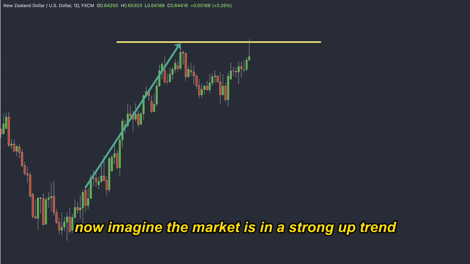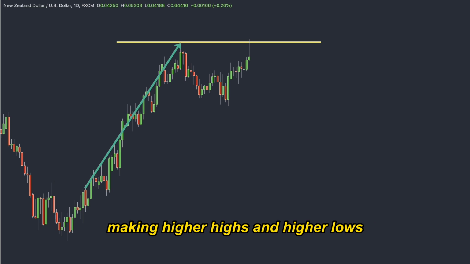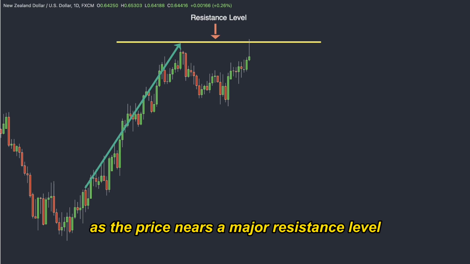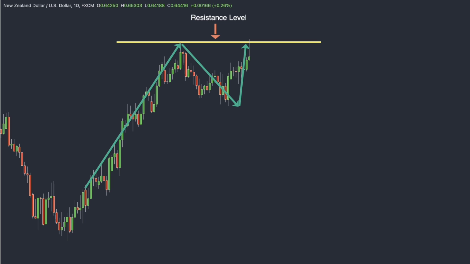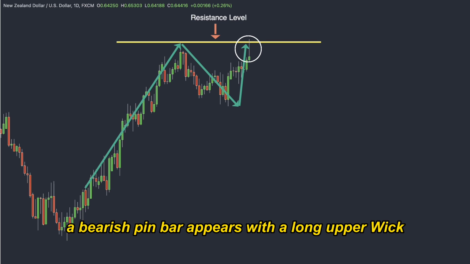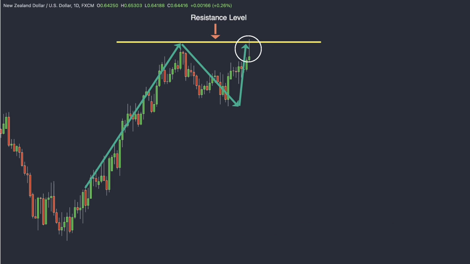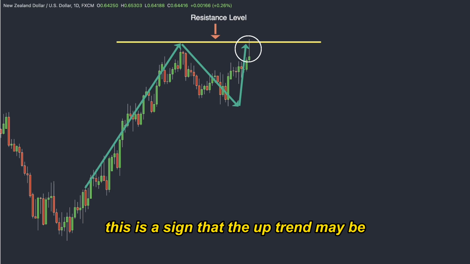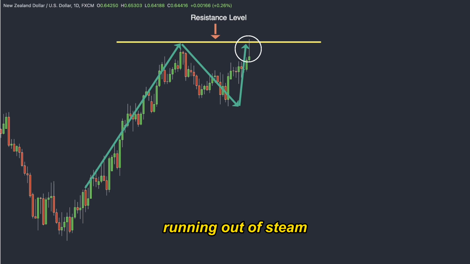Now imagine the market is in a strong uptrend, making higher highs and higher lows. As the price nears a major resistance level, a bearish pin bar appears with a long upper wick. This wick tells you that buyers tried to push the price higher, but sellers quickly stepped in and rejected those higher prices. This is a sign that the uptrend may be running out of steam, and a reversal could be on the horizon.